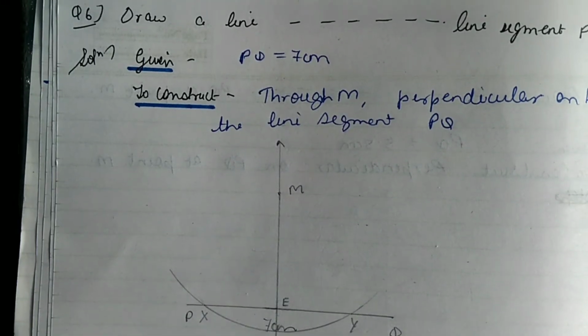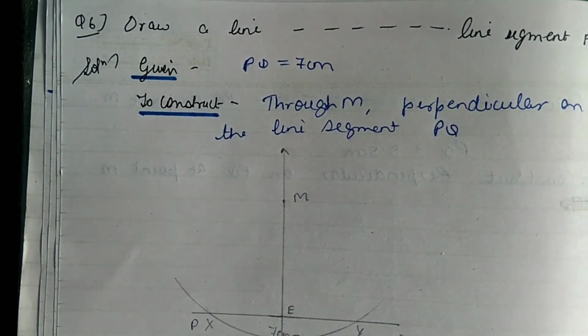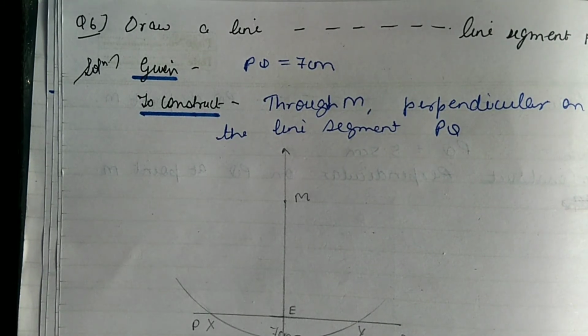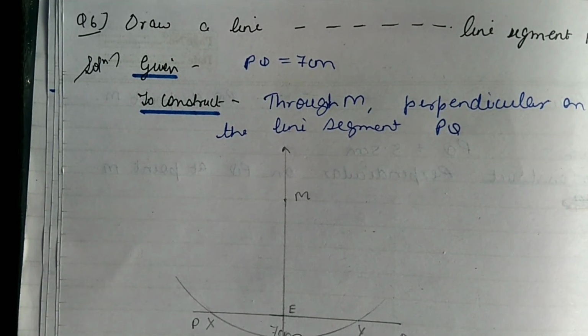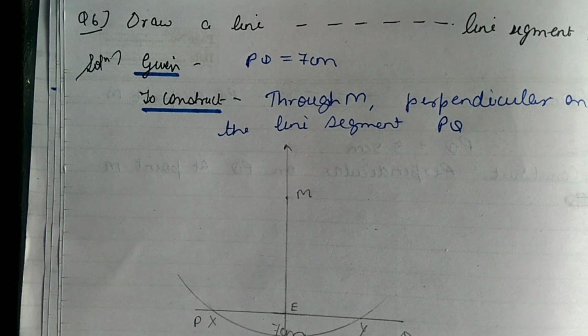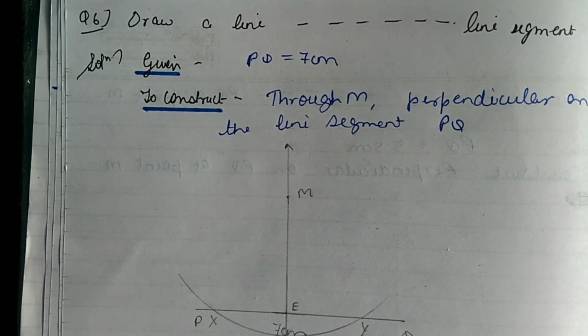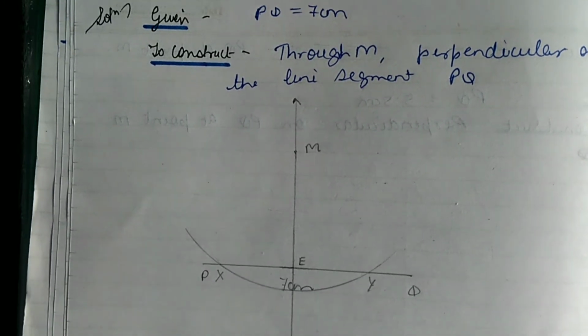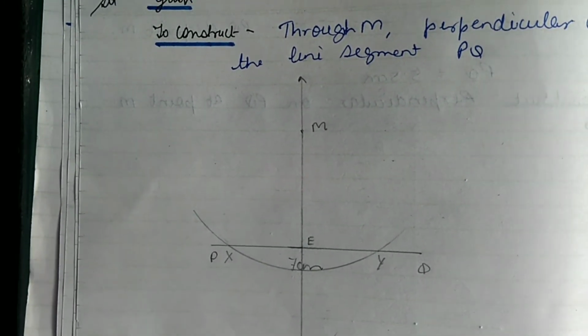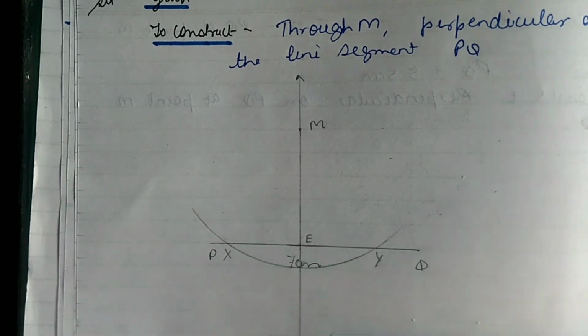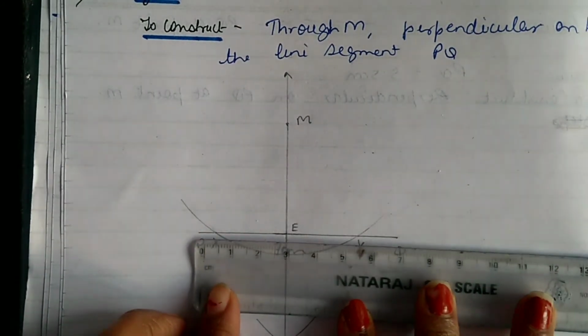Now last question, question number 6. In question number 6, it is given that line segment PQ equal to 7 centimeter, and after that you have to mark a point M on one side of a line PQ, and through that point you have to draw a perpendicular onto the line segment PQ. Now a line segment PQ is given. First you will draw a line segment PQ of 7 centimeter.